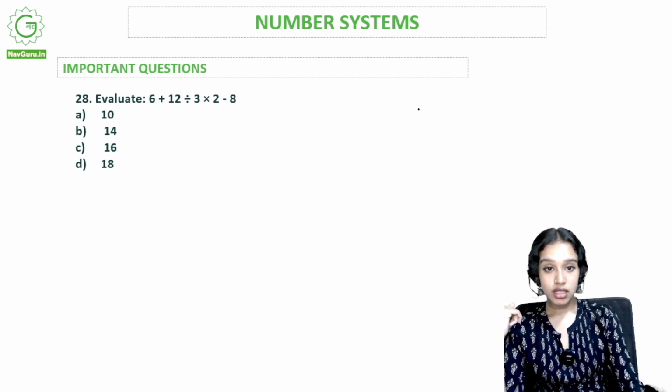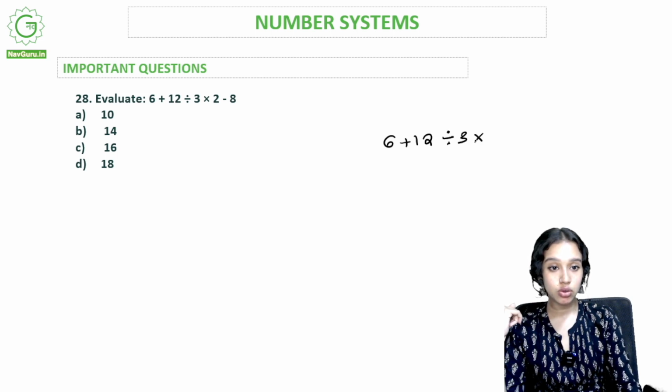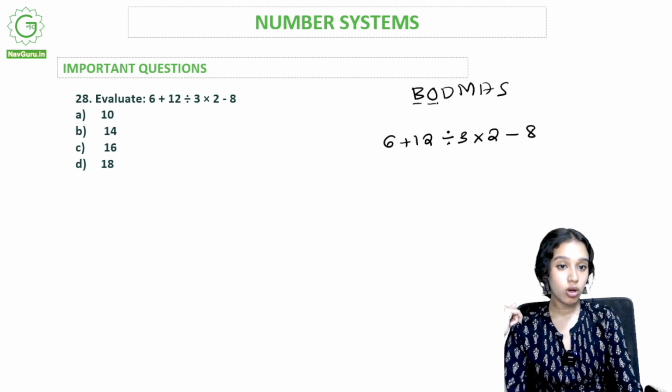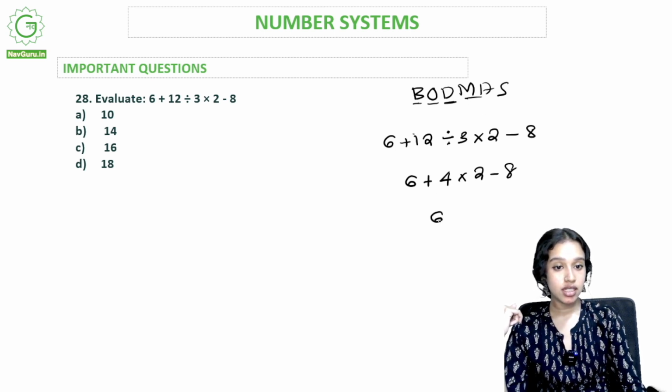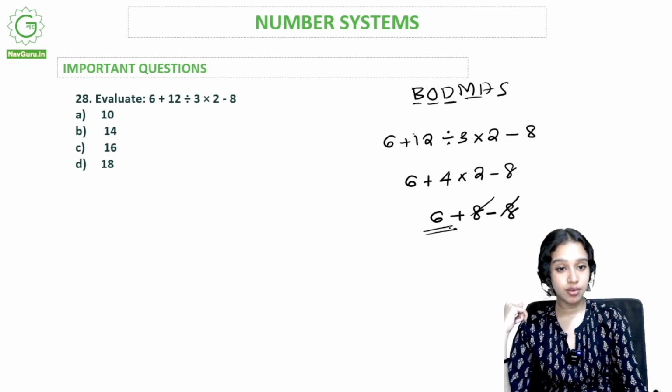Again, it's a BODMAS question. We have 6 plus 12 divided by 3 into 2 minus 8. We are following BODMAS. So first go the brackets. There are no brackets. There are no orders. First we do the division. So what is 12 divided by 3? So it's 6 plus 4 into 2 minus 8. Now comes the multiplication. That's 6 plus 8 minus 8. So plus 8 and minus 8 get cancelled and the answer is 6.